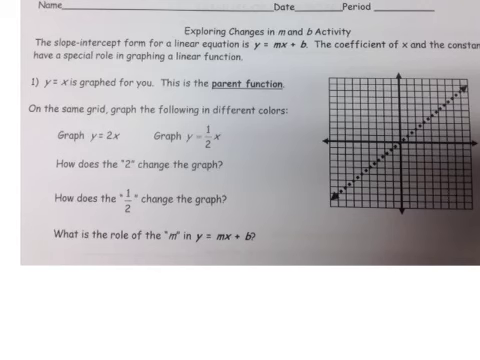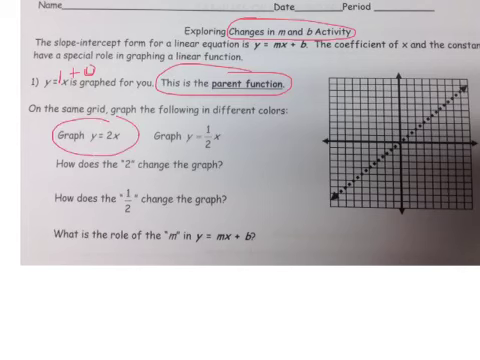Alright, the next part is on exploring changes in m and b. So we're going to change the slope and the y-intercept and see what happens to our line. This dotted line that goes across here is known as the parent function. This is what every line starts out being. The parent function has a slope of 1 and a y-intercept of 0. It's y equals x, which is y equals 1x plus nothing. It crosses here, and it always goes up 1 over 1. We compare everything to that when we're comparing these lines.